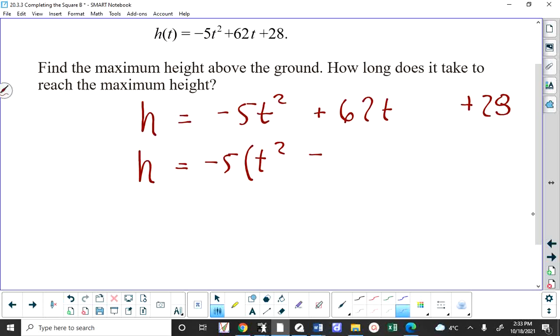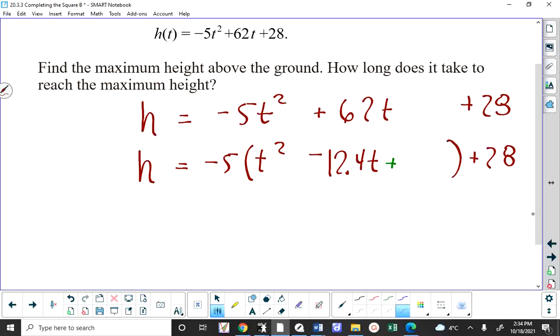I don't have any problem with you taking 62 divided by 5 and figuring out that it's 12.4. You can use your calculator. It's 12.4. So we're going to have minus 12.4 t. Plus, I'm going to leave room for my mysterious number that I'm going to add. I also have plus 28.